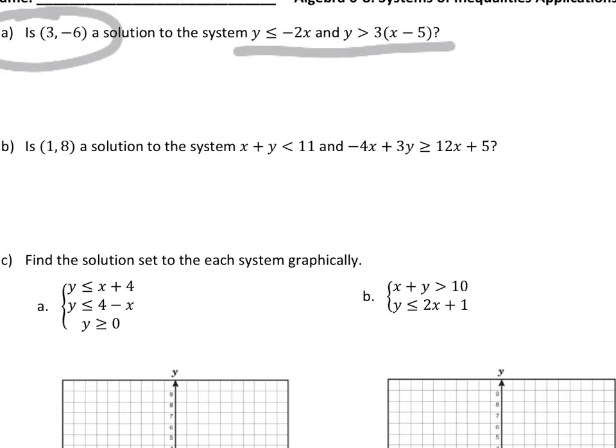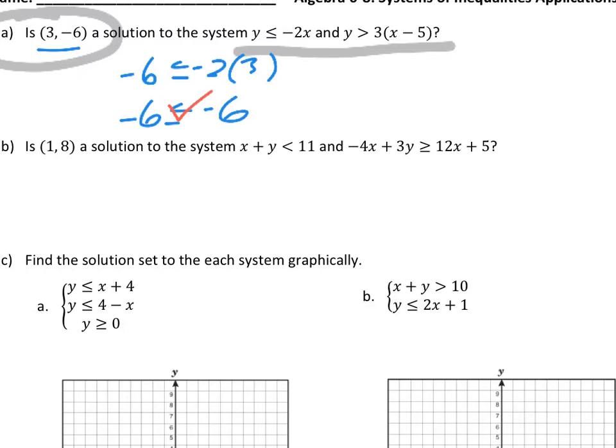So the first inequality is y is less than or equal to -2x. So I'm going to replace all of that with these values. So instead of y, -6 is less than or equal to -2 times what x is, 3. Now do the math. -6 is less than or equal to -6. Is that true? Is -6 less than or equal to -6? Yes, it is. So the first one is true, but we have to try both.